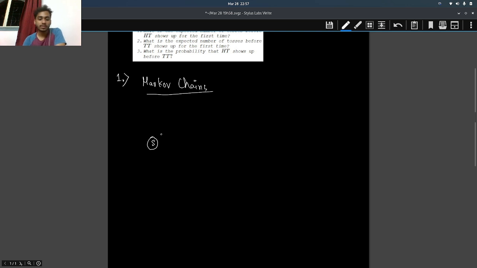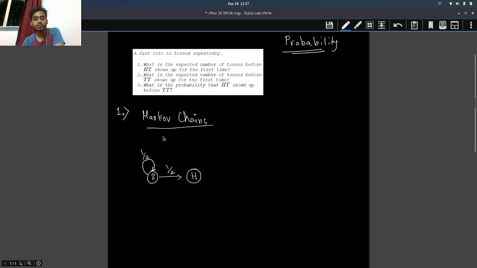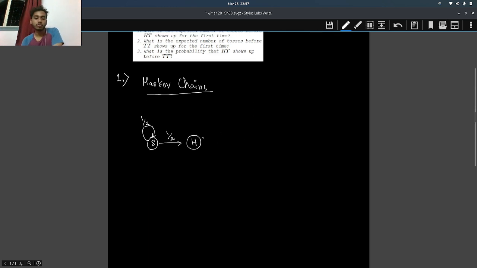We have to find out for HT. So basically we will be doing like this. Let's say we get a head. What is the probability of getting a head from the start state? Half, right? What is the probability of getting a tail? Half. But tail again sends us to the starting state only. Do you know why? Because our HT starts with an H. So if we don't get the first H, if we get a T at first, then basically we are reaching the starting state again, if you think of it that way, right? Isn't it? So that is what is happening over here.